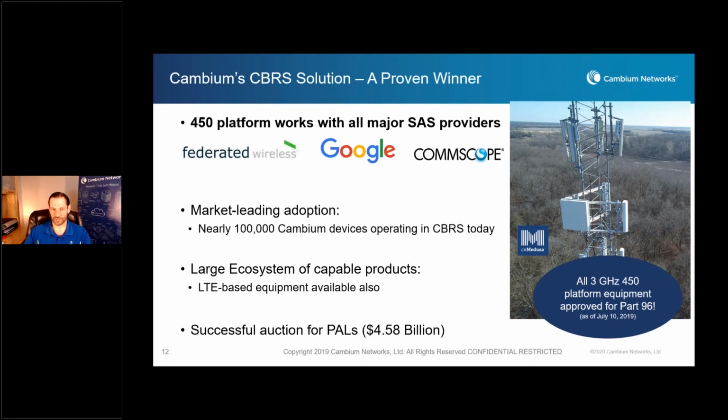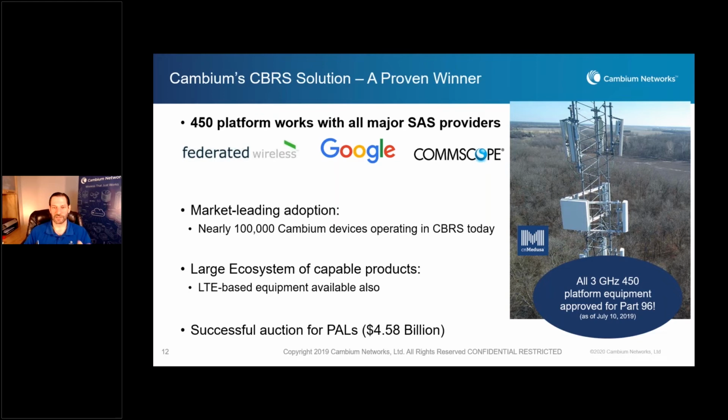We work with any of them that you choose as a user. And so we have partnerships with those guys to manage this database. We have, again, nearly 100,000 devices operating in this band today, right now. And it's been a steady increase in number as we move along. There is a large ecosystem.